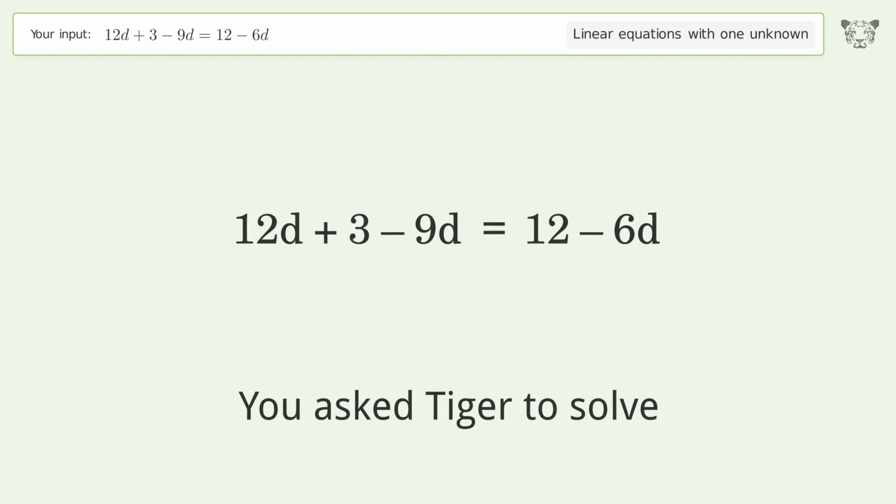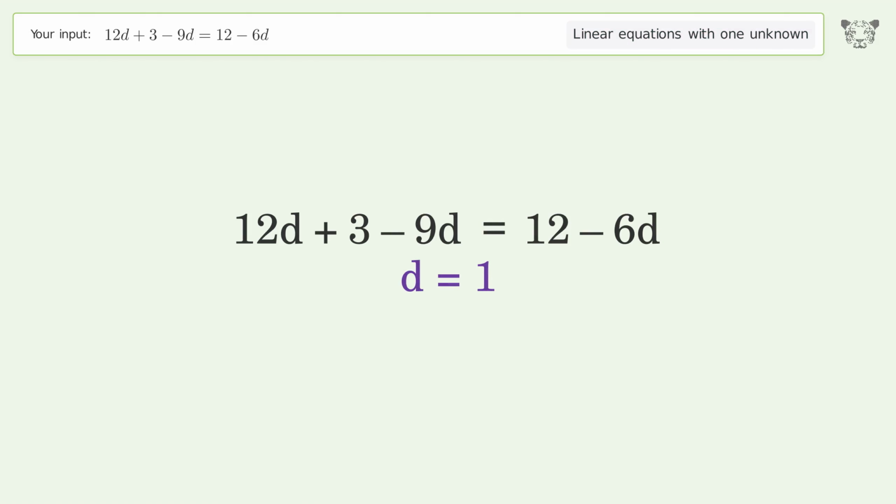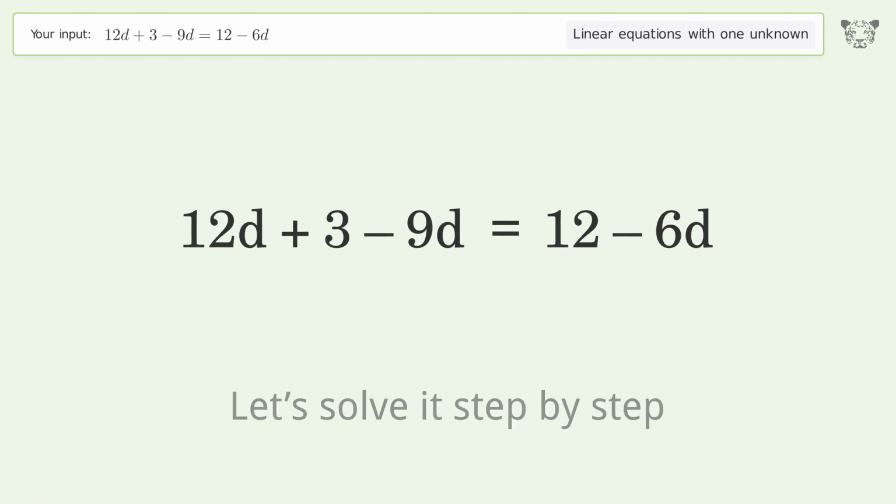You ask Tiger to solve. This deals with linear equations with one unknown. The final result is d equals 1. Let's solve it step by step.